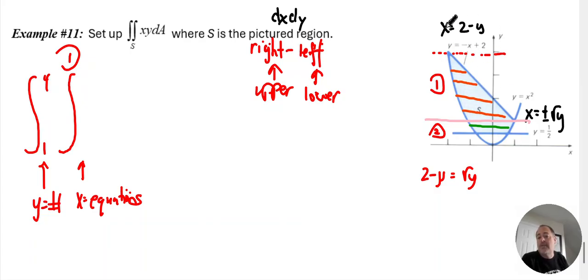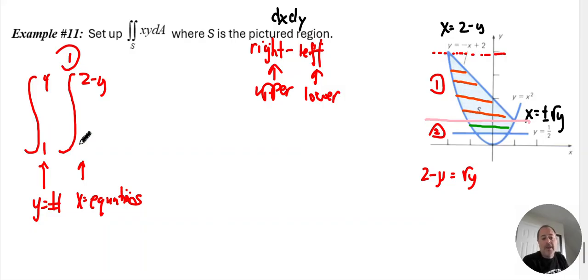Well, you guys can see that I've already rewrote these equations in terms of x. So our right curve here is going to be 2 minus y. That means that our upper bound in region 1 is going to be 2 minus y. All the right-hand side is always going to be this equation right here. And the left-hand bound is going to be the curve of the square root of y.